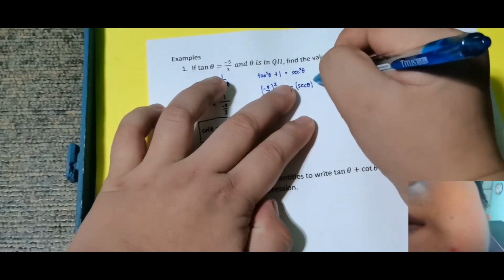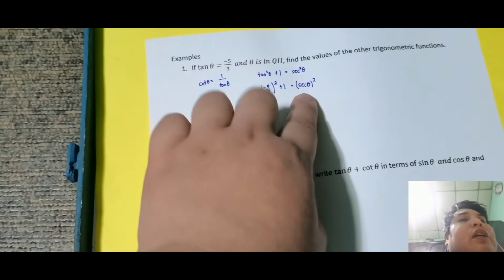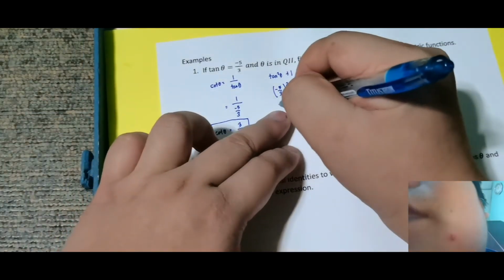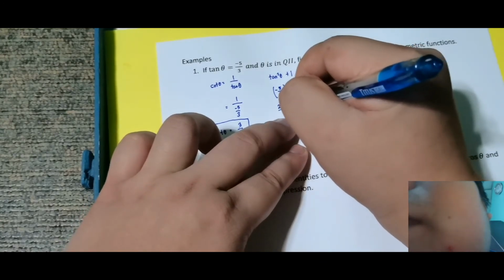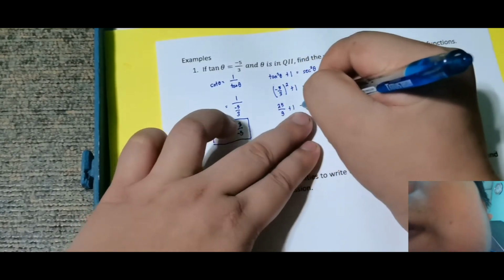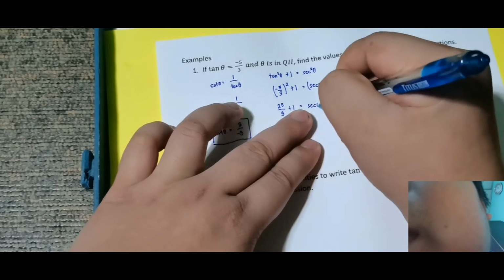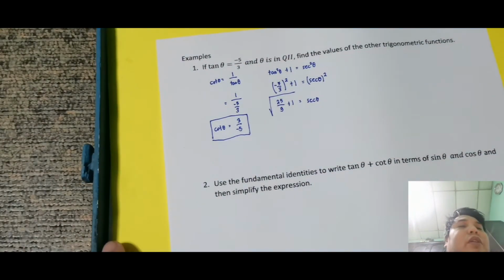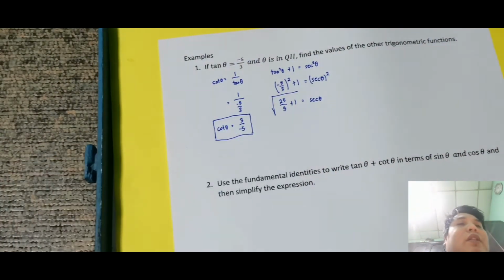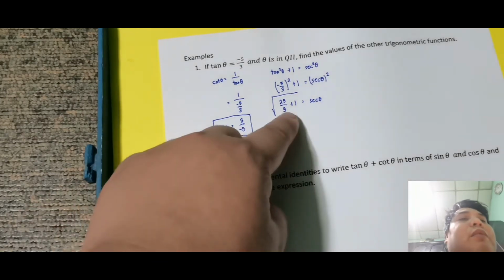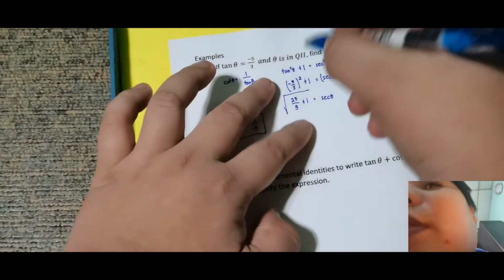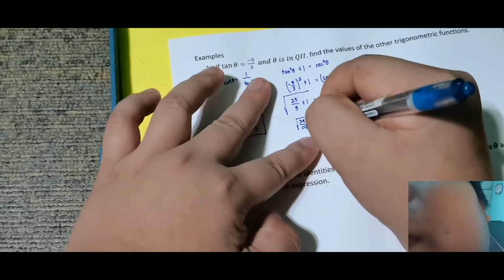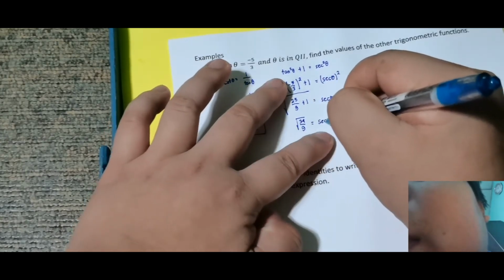Tapos i-raise ko na sa 2. So ibig sabihin ng secant squared theta, ito lang din yan. Okay, so this is 25 over 9, plus 1, is equal to secant squared theta. Tapos square root ko na, kasi tatanggalin ko rin yun eh, kasi secant lang naman ang hinahabol ko eh. Okay, then that is equivalent sa 9 plus 1, that is 34, no? So that is square root of 34 over 9 is equal to secant theta.